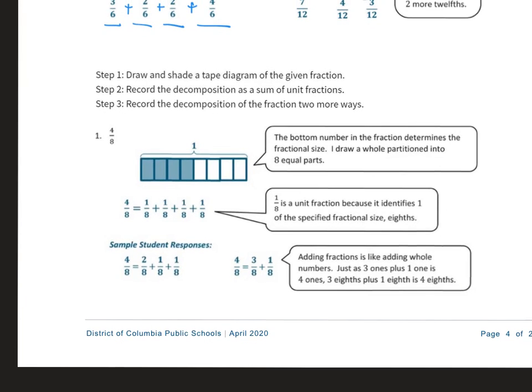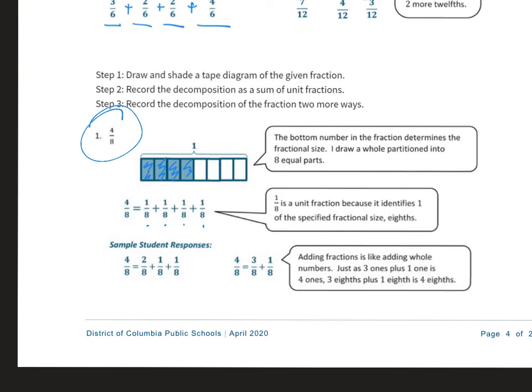All right, now it says draw and shade a tape diagram of the given fraction. Then it says record the decomposition as a sum of unit fractions, and then record the decomposition of the fraction in 2 more ways. So we started with our fraction 4 eighths, right? They represented that here, 4 pieces shaded in, 8 total pieces, and they labeled their whole one. Then they had to record it as a sum of unit fractions. Remember, a unit fraction has 1 at the top, so they could only use 1/8. So they had to say 1/8 plus 1/8 plus 1/8 plus 1/8.